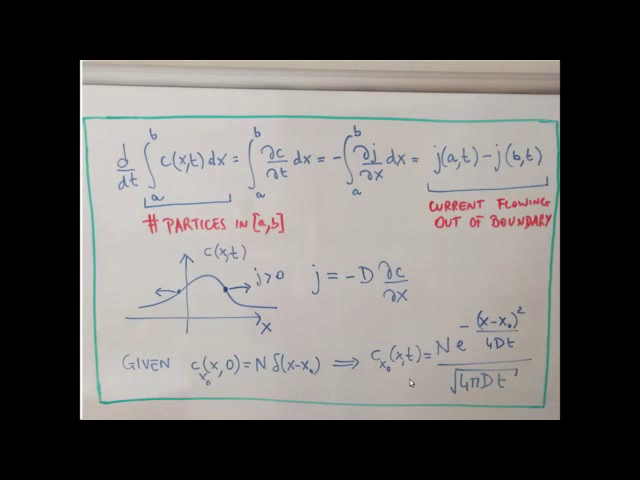The solution of the diffusion equation is of this form. At a later time t, this assumes the shape of a Gaussian. The Gaussian is centered around x naught, and it has a variance, which I read from here, equal to 2 times D times t. This variance grows linearly in time, so this Gaussian becomes more and more spread. We see this in the next slide.